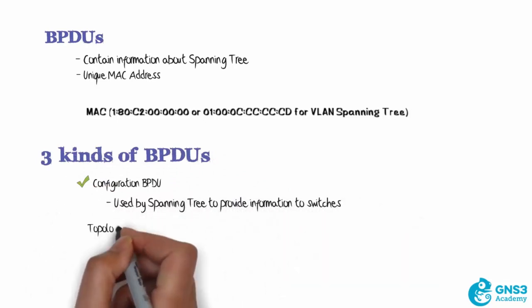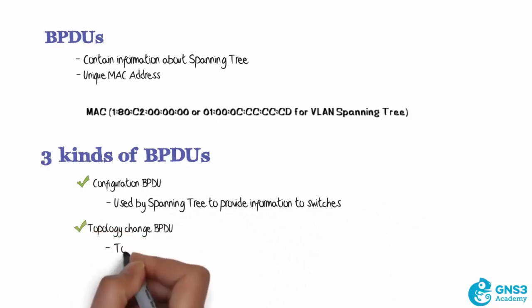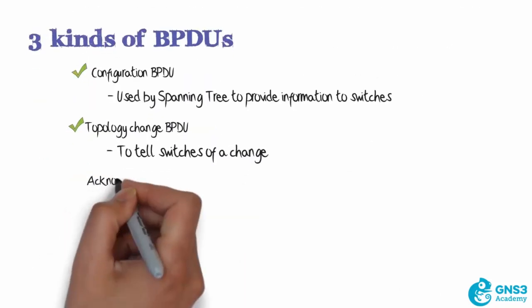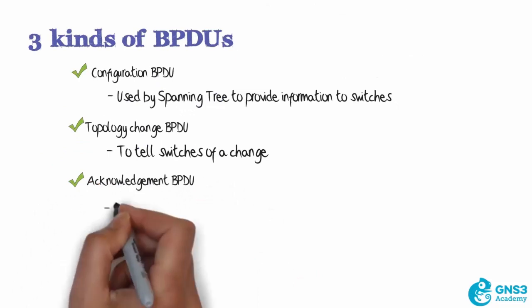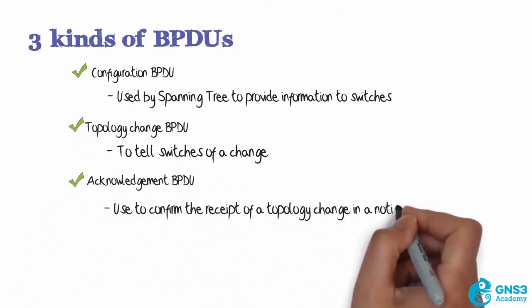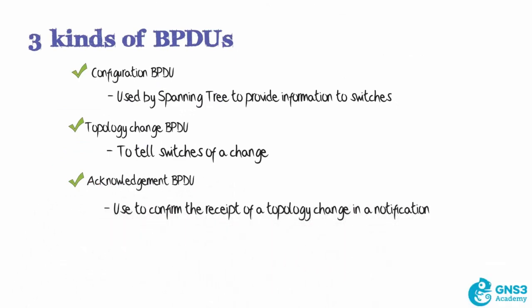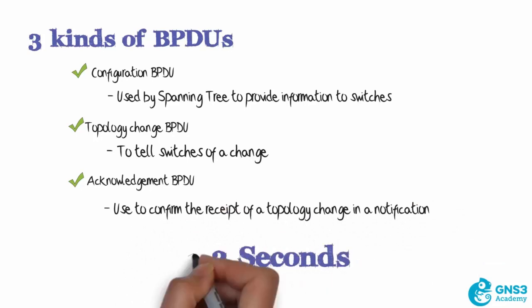a topology change BPDU to tell switches of a change, and an acknowledgement BPDU, which is used to confirm the receipt of a topology change notification. BPDUs are sent by default every 2 seconds once again.